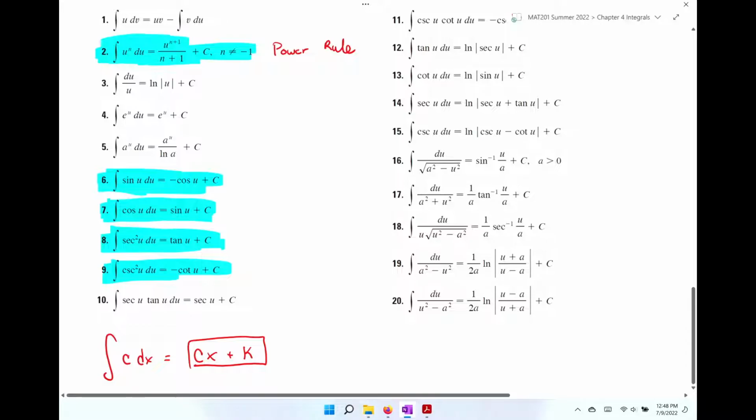I think your book should have a nice little table. In fact, I'm going to pause the video here and just see if I can find a nice comprehensive table that I can just copy and paste into our notes. So just give me 1 second here.